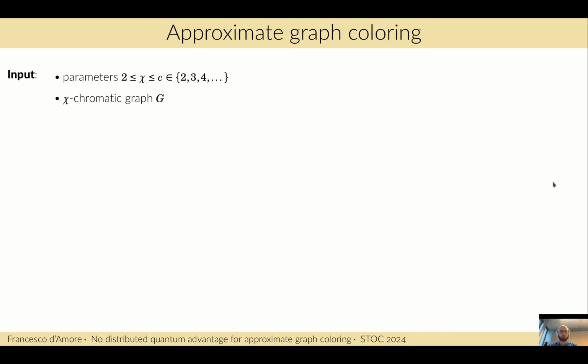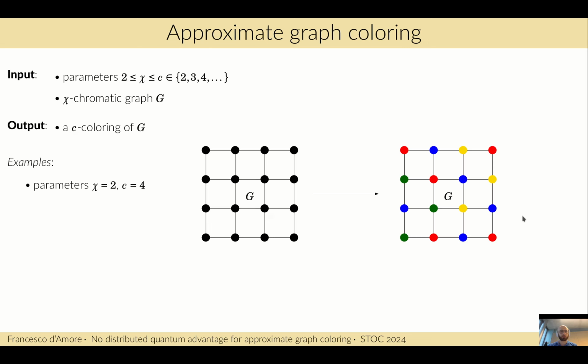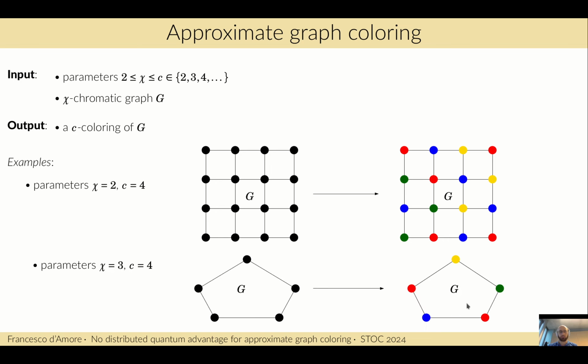Let's define the problem of interest, approximate graph coloring. We're given two input parameters, chi and c, with c being no less than chi and chi being no less than 2. Those are integers. And a chi-chromatic graph G, and we are required to produce a c-coloring of G. So for example, for c equals 4 and chi equals 2, and the input graph being a grid, we can just output a 4-coloring of the grid, and similarly when you require a 4-coloring of odd cycles.